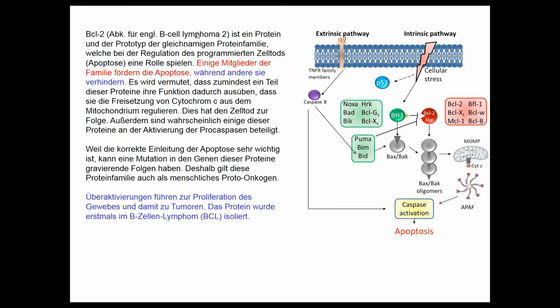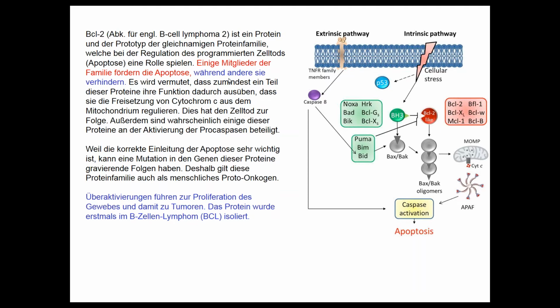Another approach to this problem is dealing with BCL2. This is the B-cell lymphoma 2 protein. This is a complex protein. There are members of this protein family that actually promote apoptosis, whereas other members inhibit apoptosis. And we're dealing here with a BCL2 form that inhibits apoptosis.